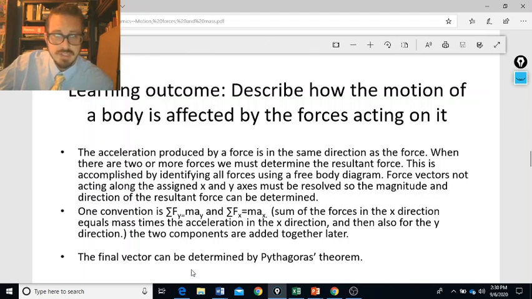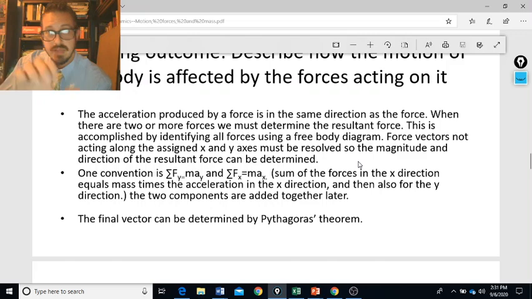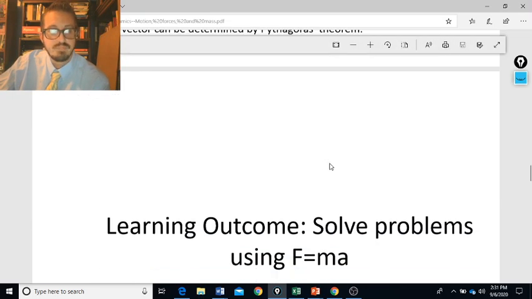One convention is the sum of the forces in the y direction equals mass times the acceleration in the y direction, and the sum of the forces in the x direction equals mass times the acceleration in the x direction. The two components are added together later, right? So figure out all the forces in the x, figure out all the forces in the y, add them back up, and then you can create a final vector determined by Pythagoras' theorem, right? So construct the legs of a right triangle, and the net force would be the hypotenuse.